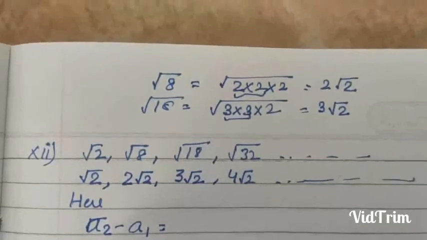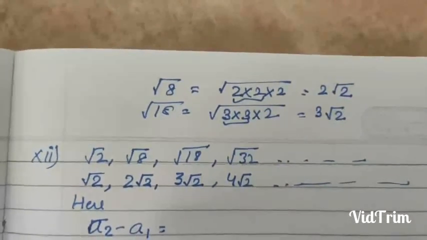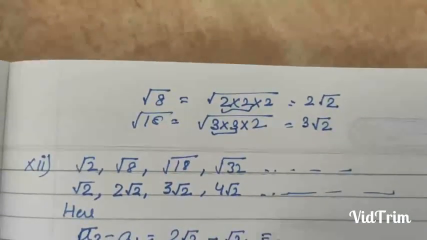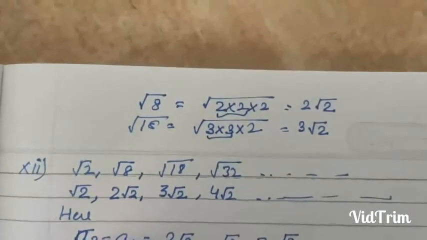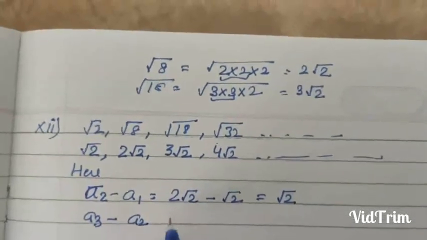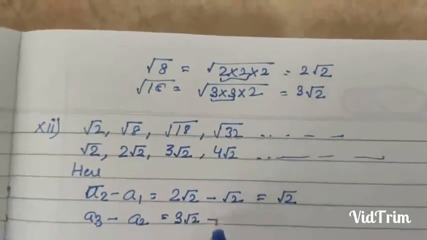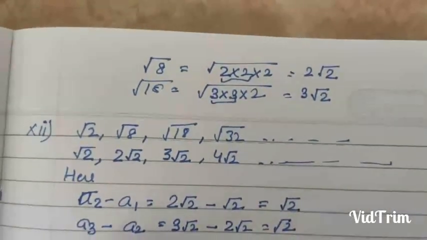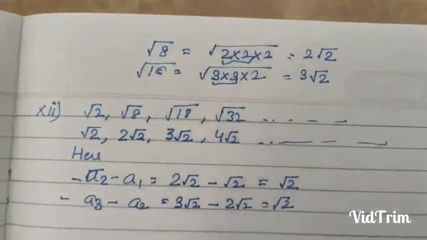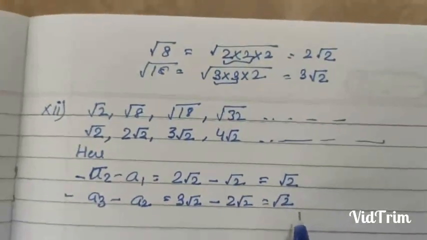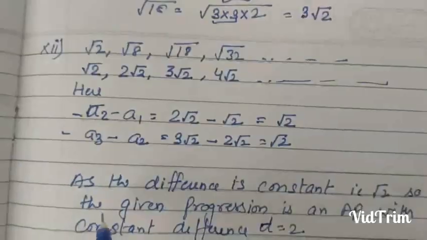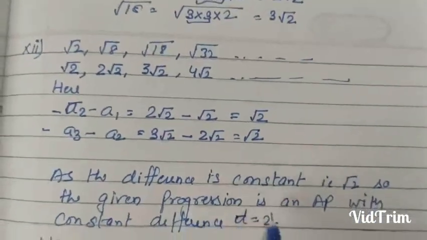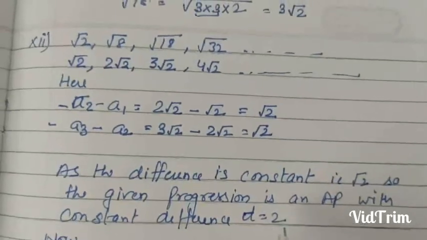Here the difference of consecutive terms, that is a2 minus a1, that is 2 root 2 minus root 2, becomes root 2, and a3 minus a2, that is 3 root 2 minus 2 root 2, is also root 2. As the difference is same in both cases, that is root 2 and root 2, the given progression is an AP. I am repeating, as the difference is constant, that is root 2, so the given progression is an AP with the constant difference d equals root 2.